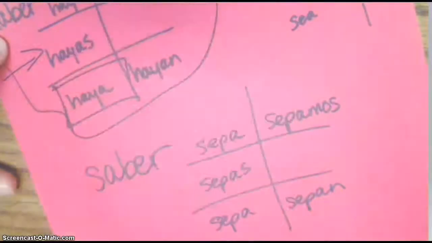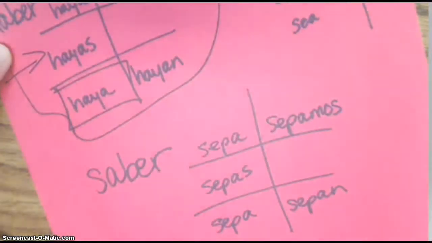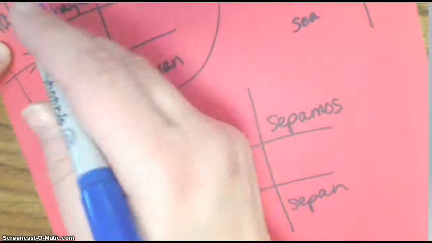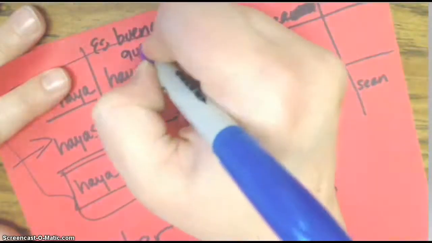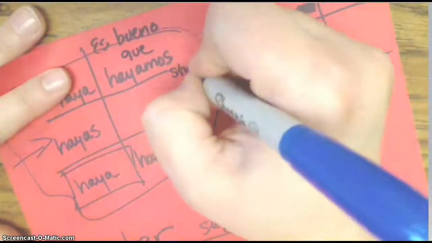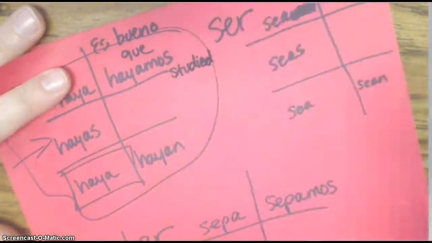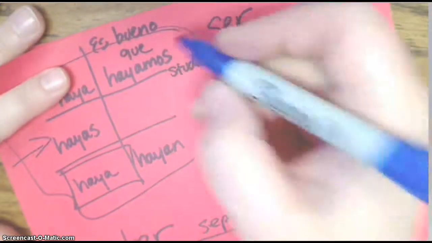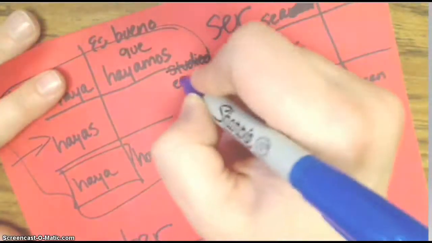And by the way, do y'all want to talk about haber real quick? Almost always the answer is going to be this one right here. This is what I'm saying: I hope that there's a boat there. I hope that there's lots of people there or whatever. The only way that I would use the rest of these is if I said, it's good that we have studied. Okay? Or that we are going to study. Hayamos estudiado, sorry. Estudiado.